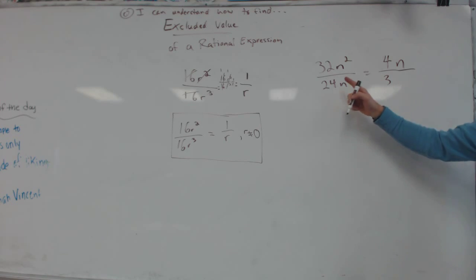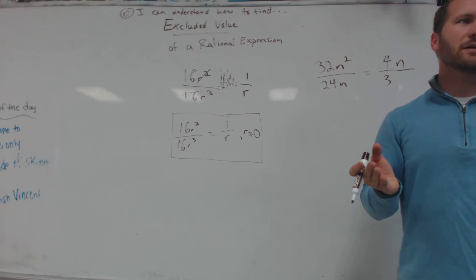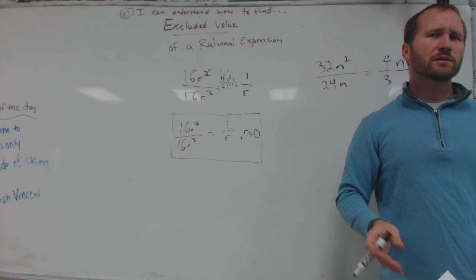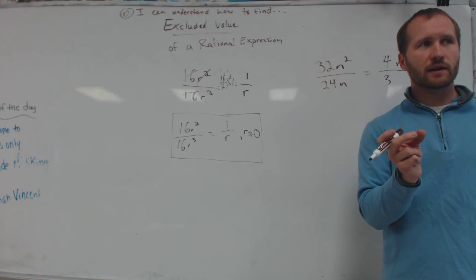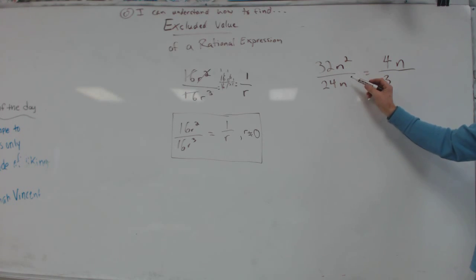What did I cancel out? I canceled out an 8. Now we don't ever have to really worry about numbers, right? 8 over 8 is always going to be 1. But when you start canceling anything that has a variable in it, you have to think about excluded value. So I canceled n over n.